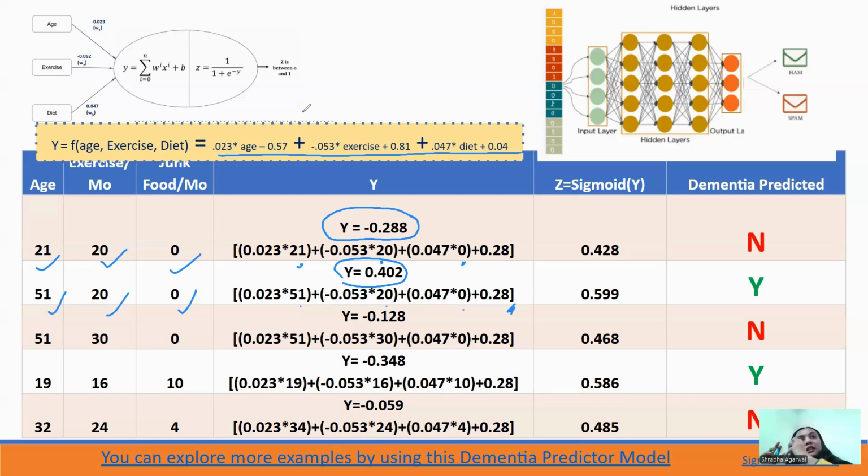And this is, you can right now consider it as the test data. It's coming out, and I am trying to plot it. Now, the idea is that I'm trying to plot this y on a sigmoid, so I have converted each y, that is z is equal to sigmoid y. That means I have just applied this function. It is given to me as 0.428, 0.59 for the second person, 0.468 for the third person, 0.586 for the fourth person, then 0.485 for the fifth person.